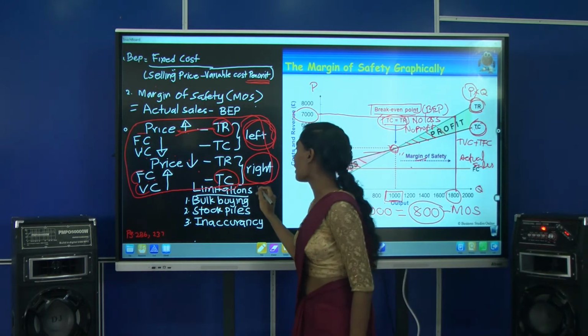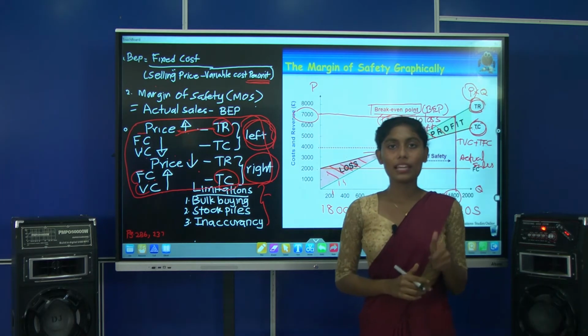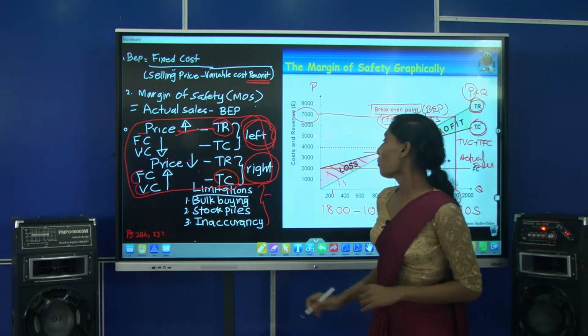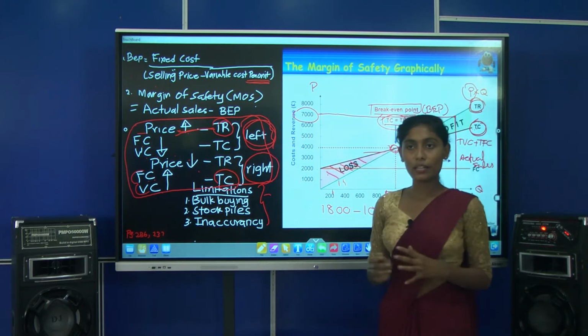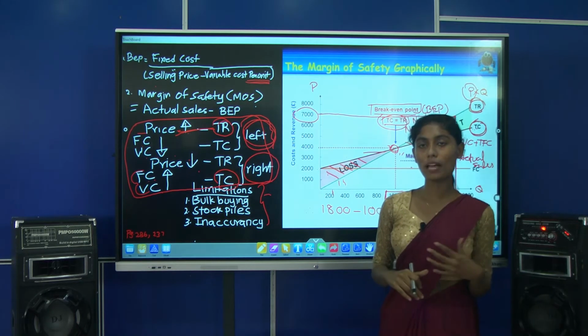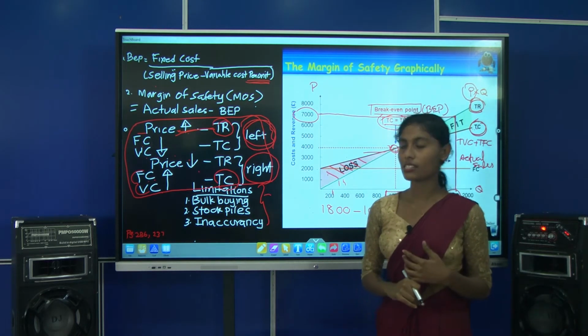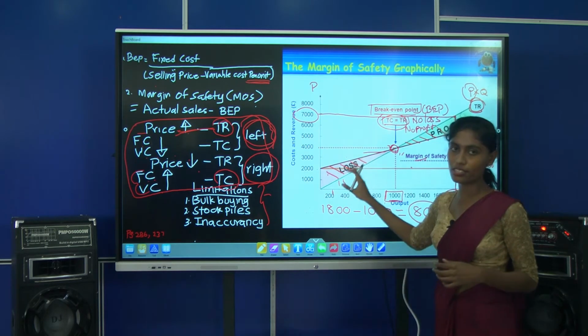And next one is the limitations of BEP. BEP is break-even point. When we are drawing all these break-even point analyses, there can be disadvantages or drawbacks, we can say. So what are the drawbacks of these limitations? Certain things we can't show in this graph.